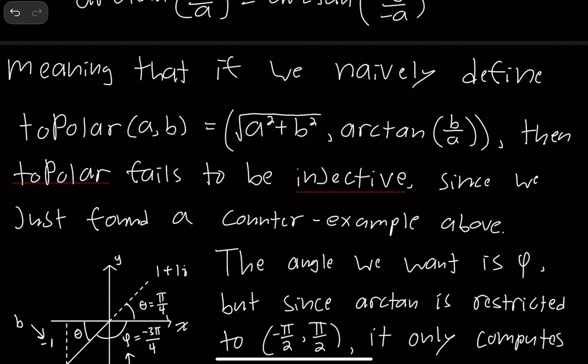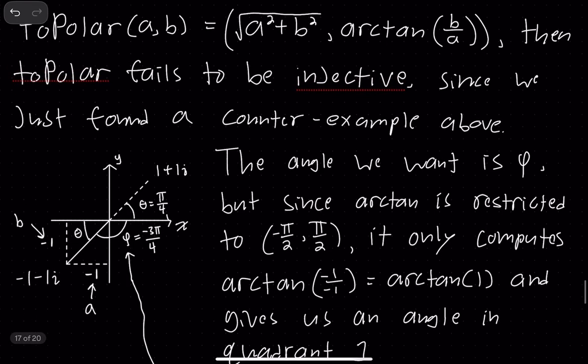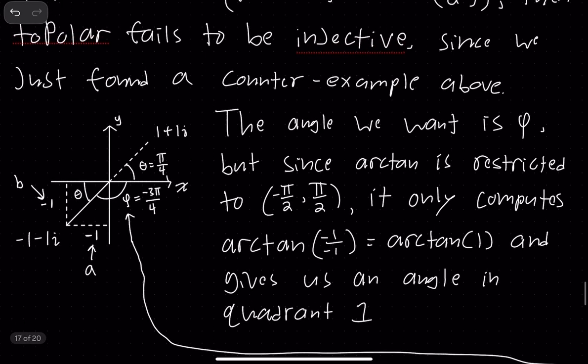We have two different complex numbers that map to the same coordinate, the same r and theta. So this is more of an in-depth example, with the examples from before.